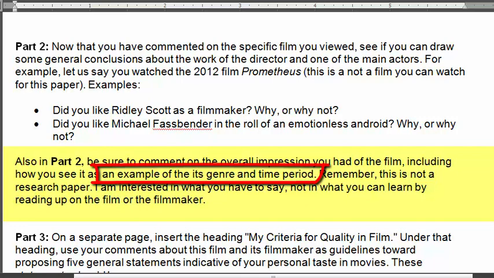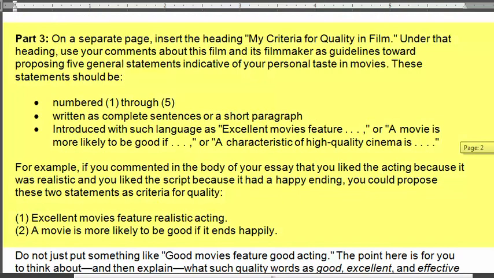Remember, this is not a research paper, so no sources. I'm interested in what you have to say, not in what you can learn by reading up on the film or the filmmaker. And then that takes you to three, which you're to put on a separate page and insert the heading, My Criteria for Quality in Film.